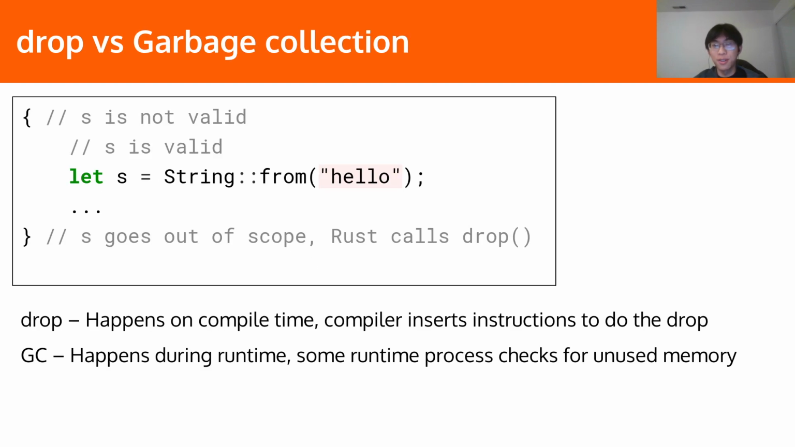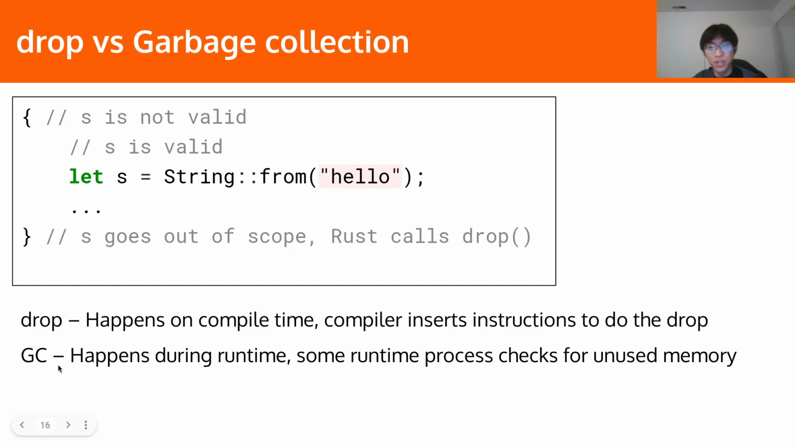So we can compare drop versus garbage collection, right? The difference between these two is that drop happens during compile time. So the compiler inserts instructions to do the drop. And this is because the compiler can look at our code and analyze: okay, here's the scope for the variable s. We know that s goes out of scope here, so we can just insert the drop command, like drop(s), right here at the end of this.